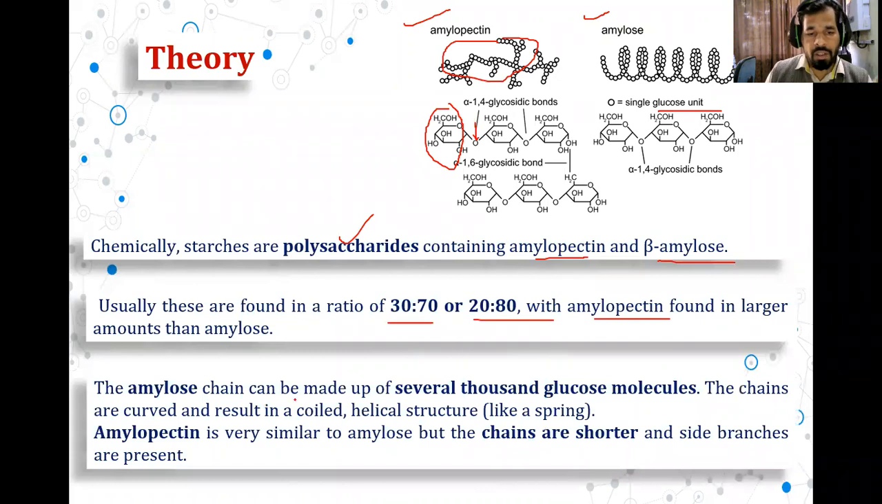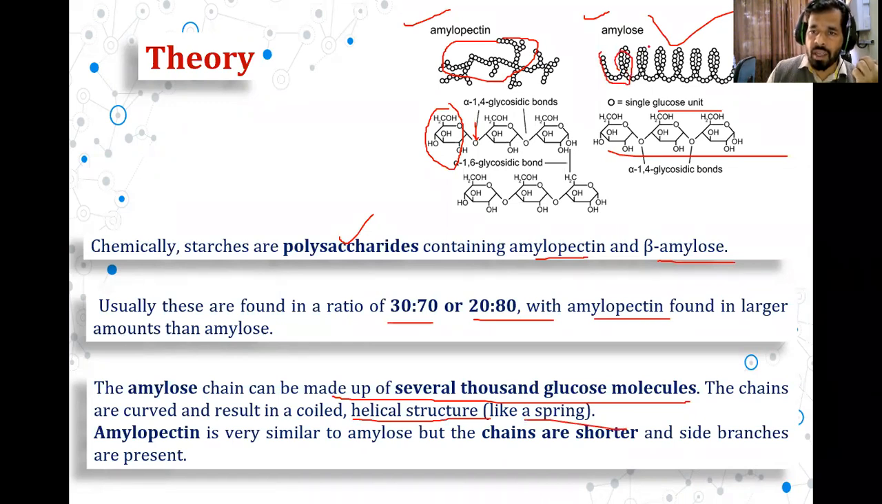Now the amylose chain can be made up of several thousand glucose molecules. Imagine it is a very long structure, and the chains are curved and result in a coiled helical structure like a spring. You can see in this picture the spring-like structure is present. That structure gives the appearance of a helical structure, like a spring.